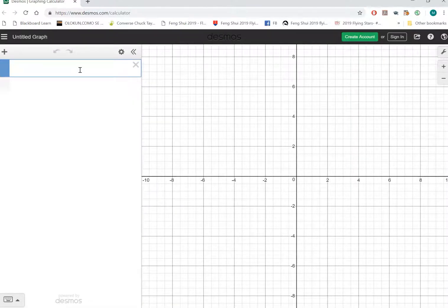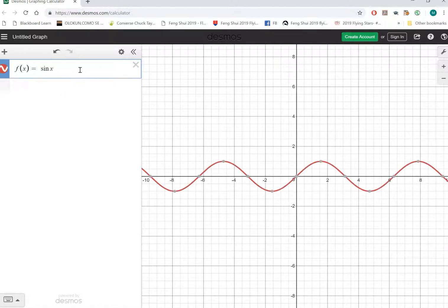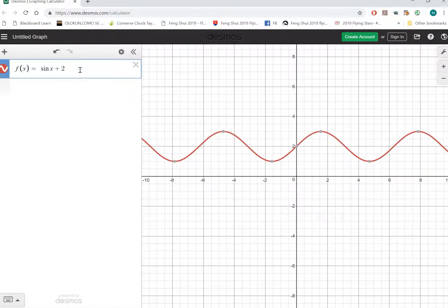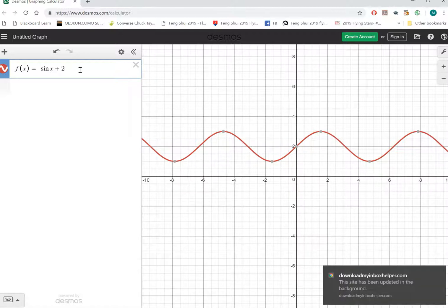Okay, so if I were to graph for you, f of x is equal to sine x. That's what it looks like. If I add a plus 2, you will see that it shifts up 2 units. You will also notice that instead of going through 0, 0, it's now going through 0, 2. So your answer choice for number 37 would have been the chart A, and you can see that clearly.